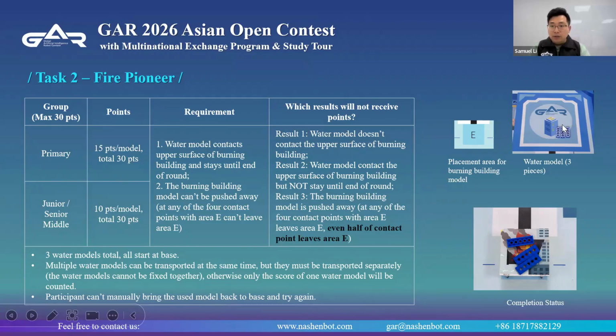So here is the water model. This looks like this. At the beginning, it is put on the base. So the teams need to use their robot to bring this water motor to the E area. E area places the burning building model. So you need to bring the water motor bricks to the E area and place them on the upper surface of the burning building model and stay until end of round.